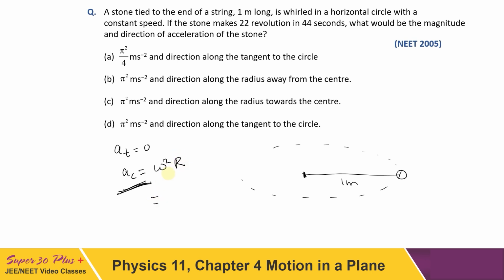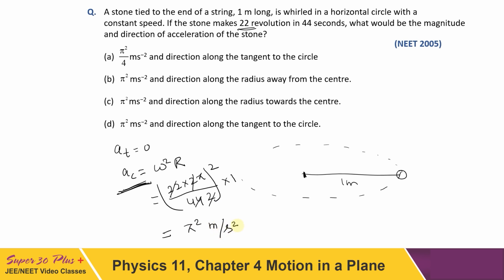Now omega is given here. It is making 22 revolutions in 44 seconds. Now this is the number of revolutions, but we have to write omega as angle made per unit time. So it will be equal to 22 multiplied with 2 pi, because in one revolution it makes an angle 2 pi. So in terms of angle, this omega can be written as 22 into 2 pi upon 44, and then the square of this multiplied with r. What is the radius here? Which is equal to 1 meter. That will come out as pi squared meter per second squared.